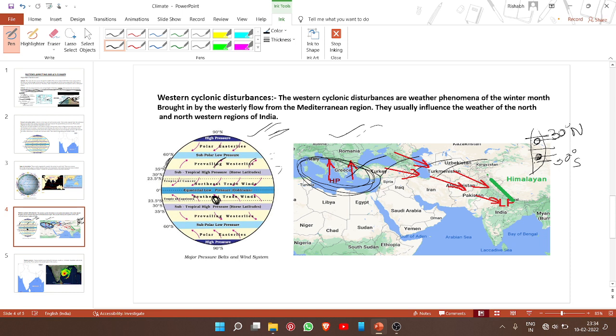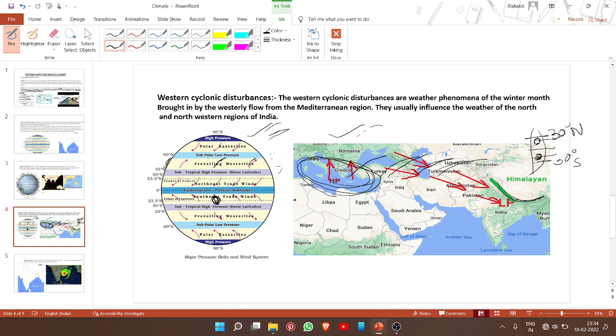So the wind starts from here in this direction. It reaches India. See the direction. The red arrow is showing the direction of how the westerly wind enters India. And this green one is showing the Himalaya. This complete part is Himalaya. It enters India and disturbs the climatic condition of India.